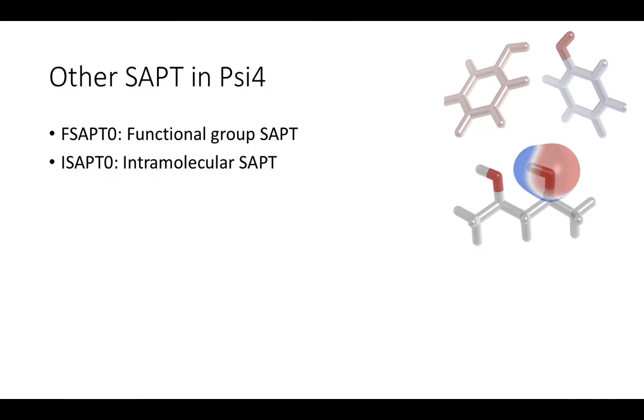Psi4 also has an intramolecular SAPT0, where you can calculate interactions between 2 different groups that may actually be covalently bound through some third linker. So if these are monomers A and B, this is C, which may covalently link them. And C does not have to covalently link them, which means that you can use this ISAPT to also study solvent effects. We have a SAPT0 code for open shell systems.